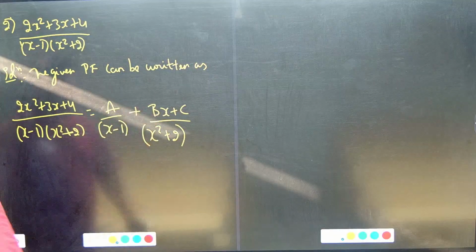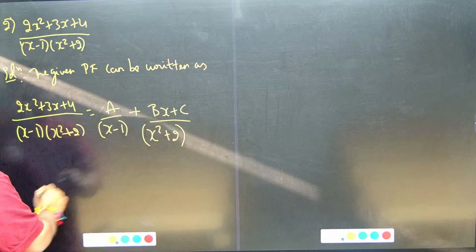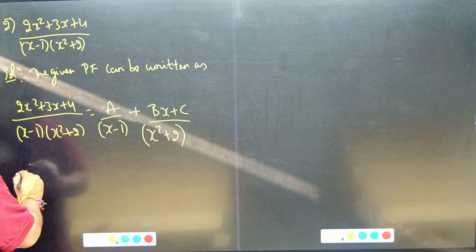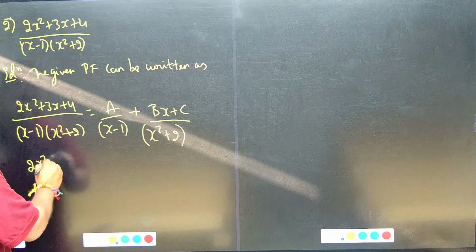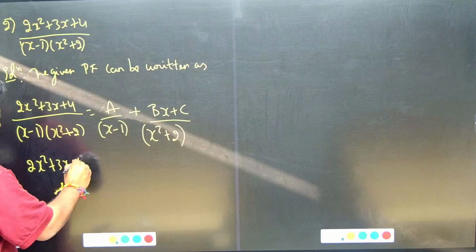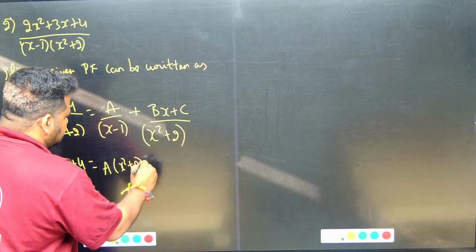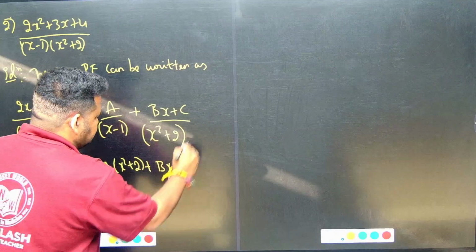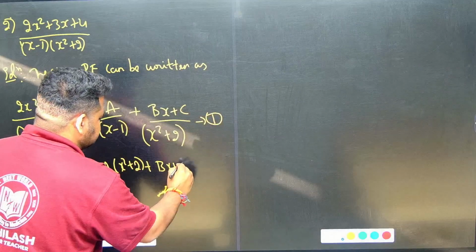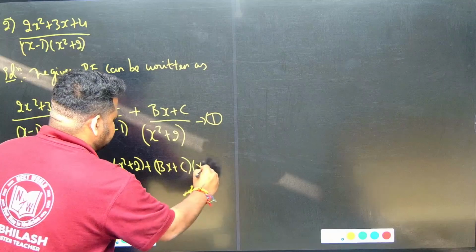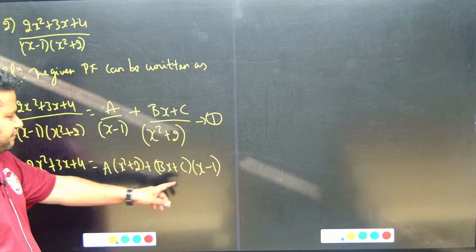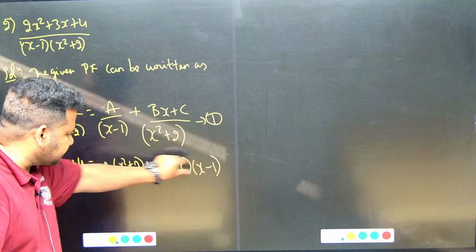Bx plus c. Now, what will happen on taking the LCM? The denominators will cancel. I can write it as 2x square plus 3x plus 4 is equal to a into x square plus 2 plus bx plus c into x minus 1, that is equation 1. Now, what will we do? We will put the value of x equal to 1. Then this entire thing will become 0.